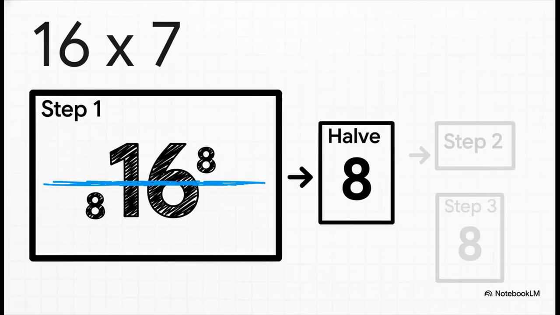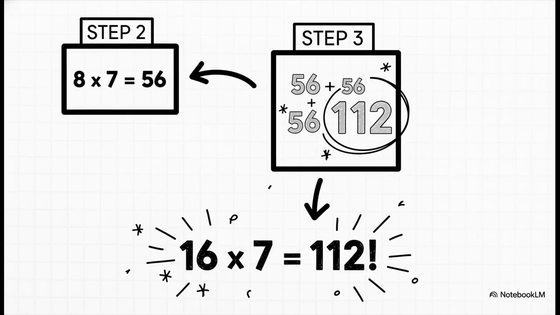That's it. Let's put it to the test with something a little tougher. How about 16 times 7? Okay, step 1. What's half of 16? Come on, you know this. It's 8. Easy. All right, step 2, multiply that by the other number. So, 8 times 7, that's 56. Now for the grand finale, the last step. We double it. 56 plus 56 is 112. And that's our answer. 16 times 7 is 112.